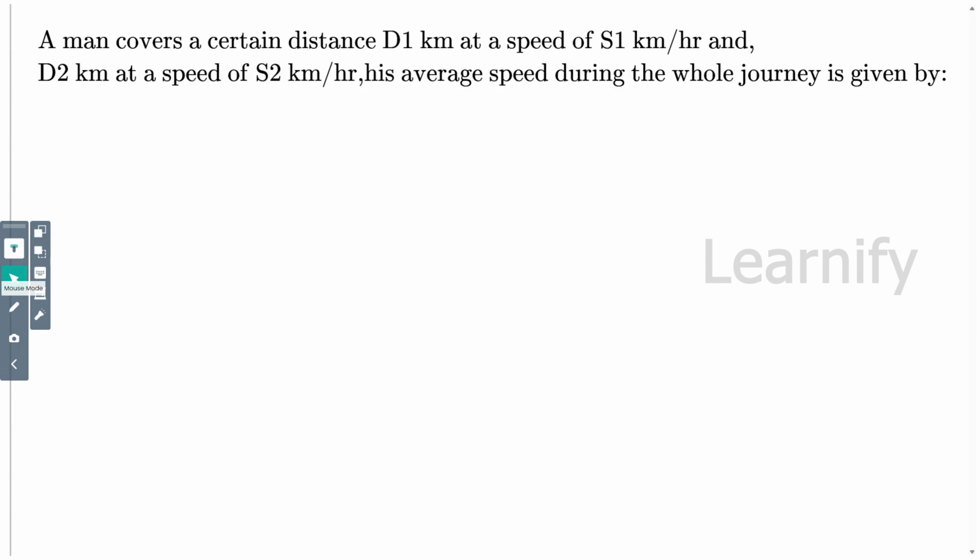A man covers a certain distance d1 kilometers at a speed of s1 kilometers per hour, and d2 kilometers at s2 kilometers per hour. What is the average speed? d1 kilometers is covered with s1 kilometers per hour, d2 distance is covered at s2 kilometers per hour. What is the average speed?